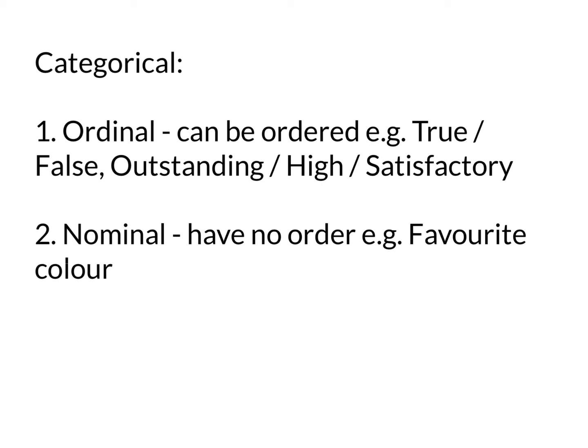When we look at categorical, it falls into two categories or two sections as well. We have ordinal, as in order. So therefore, it can be ordered, like true or false, or outstanding, high, satisfactory. So a bit like how your reports are seen. And then we have nominal, which has no order, such as your favourite colour, because there's no particular order. Like we tend to put them in alphabetical on there, but there's no particular order for when you're listing all the colours.